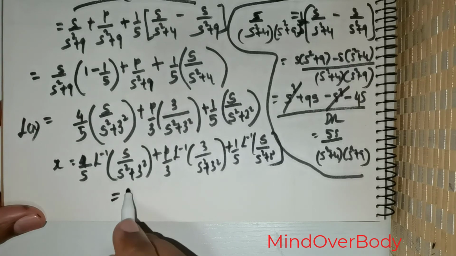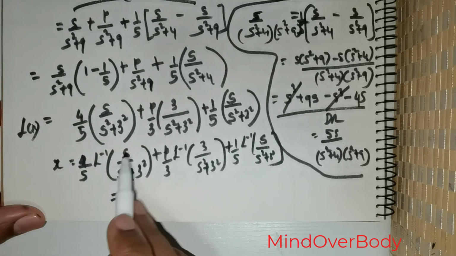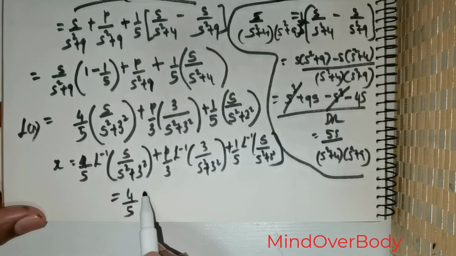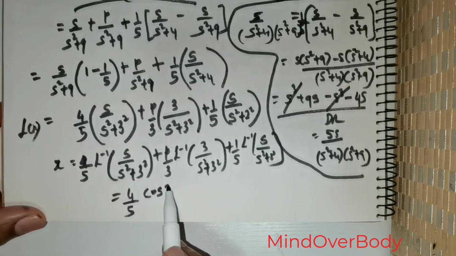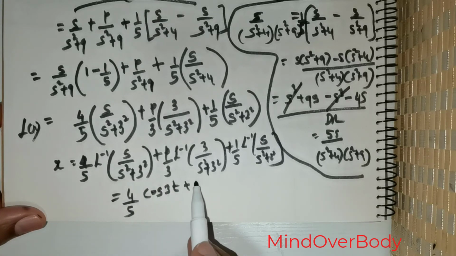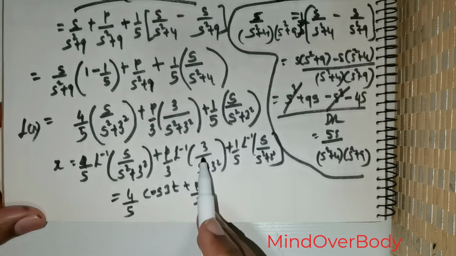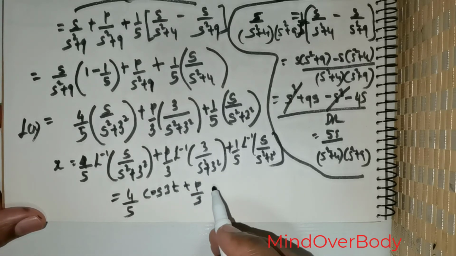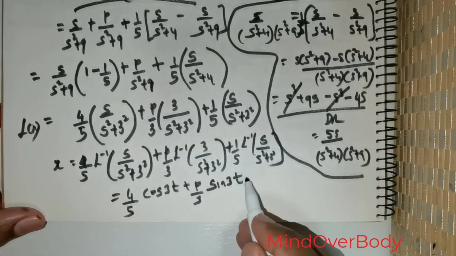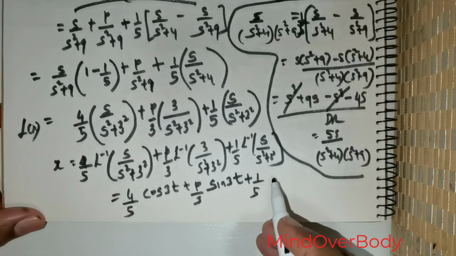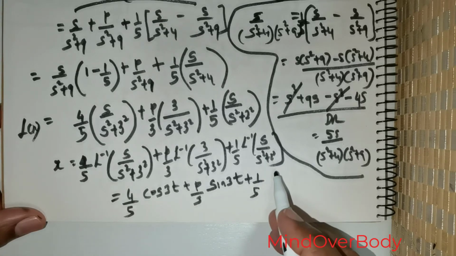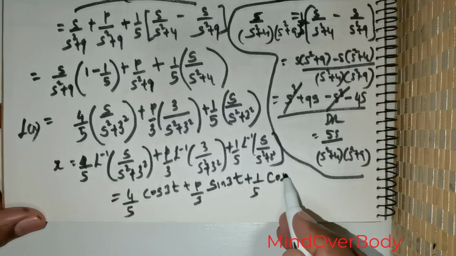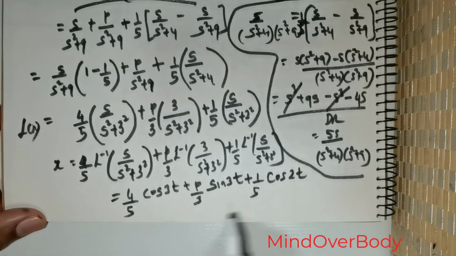Now this is going to be 4 over 5 L inverse of s over s squared plus 3 squared. This is going to be cos 3t plus p over 3 L inverse of 3 over s squared plus 3 squared. This is going to be sine 3t plus 1 over 5. This is s over s squared plus 2 squared. That's going to be cos 2t. Okay, so what is this?